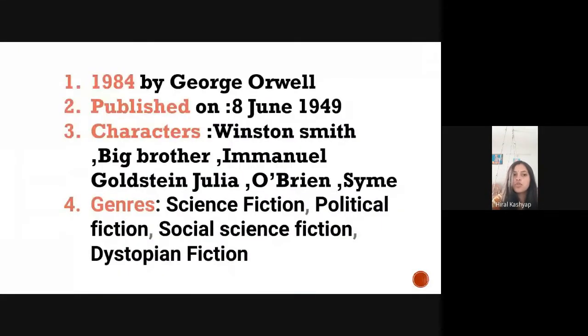1984 is a dystopian social science fiction novel by English novelist George Orwell. It was published on 8 June 1949 by Secker and Warburg as Orwell's ninth and final book completed in his lifetime. It has characters Winston Smith, Big Brother, Emmanuel Goldstein, Julia, and O'Brien. And it is a science fiction, political fiction, social fiction, and dystopian fiction.